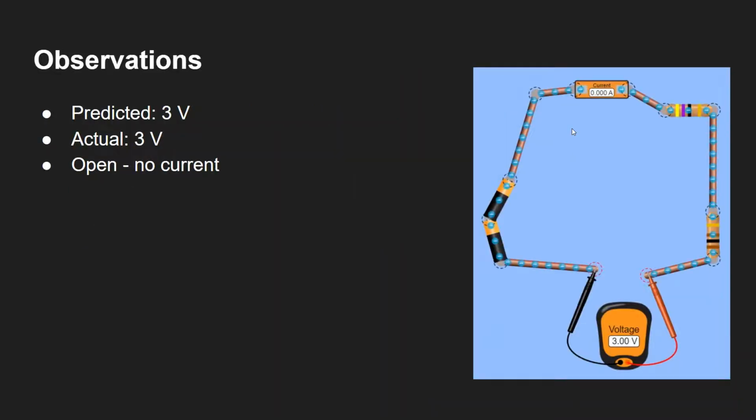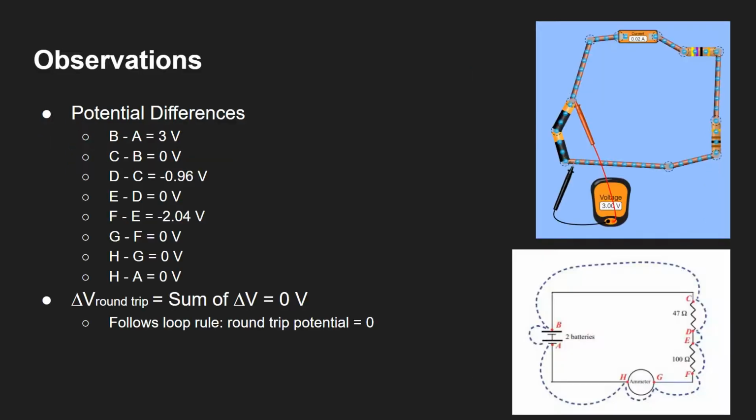And here we take out the bottom ammeter and replace it with the voltmeter, and then we can see our predicted is going to be the sum of the two batteries' voltages, so 3 volts, and then the actual we see is 3 volts, and this is an open circuit, so there is no current.